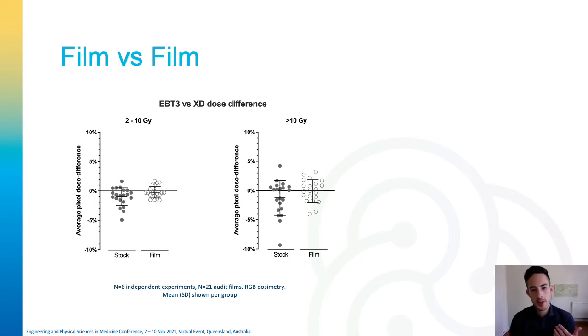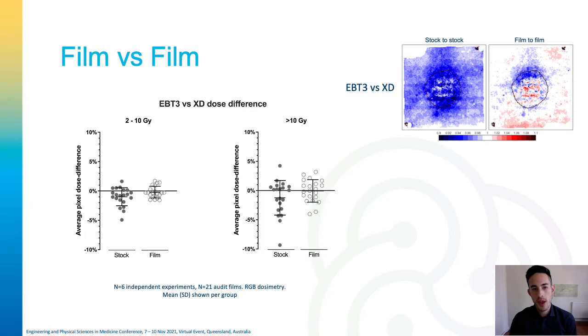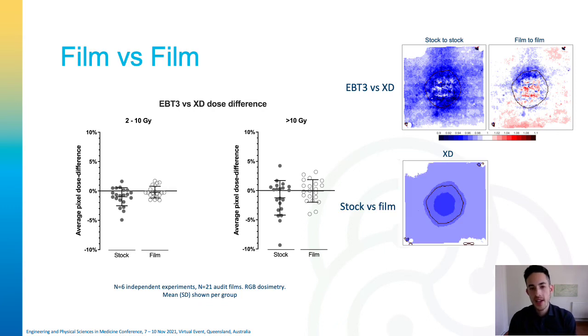When processing using a stock-to-stock method, the spread of results is larger for both of these regions. The example on the right here shows a large offset between XD and EBT3, which is resolved when you use the film-to-film method for processing both sets of film. And in this case, it is the XD rather than EBT film which shows the largest difference in results between the stock-to-stock and film-to-film method.